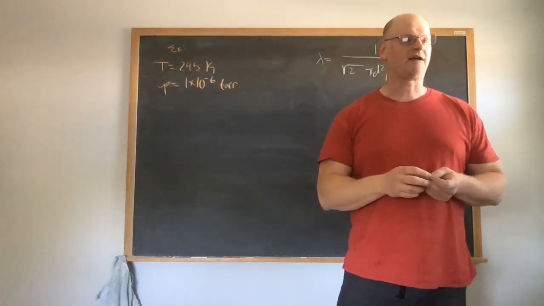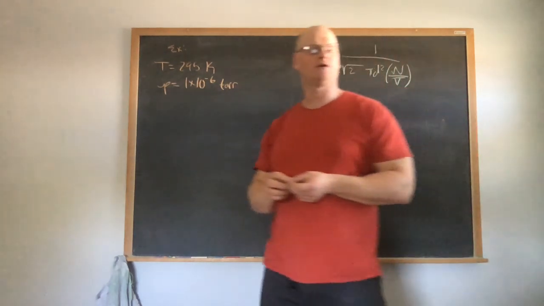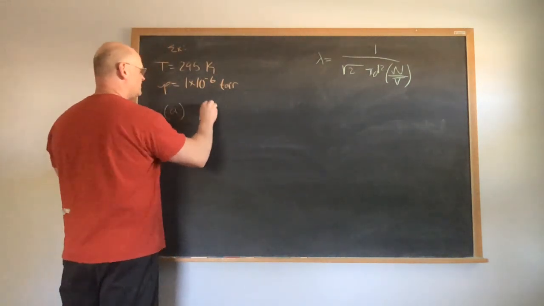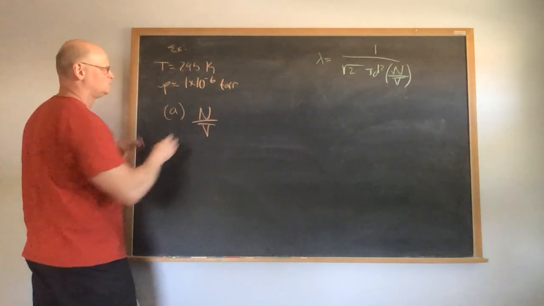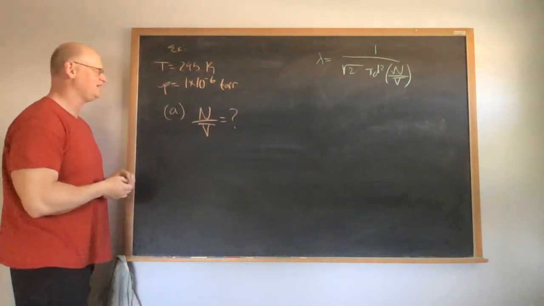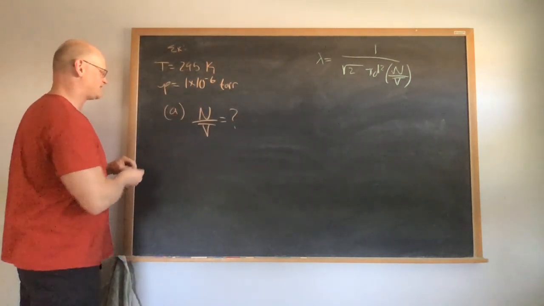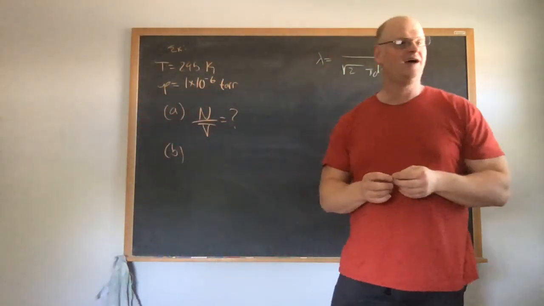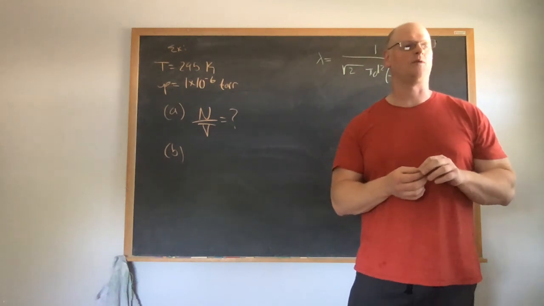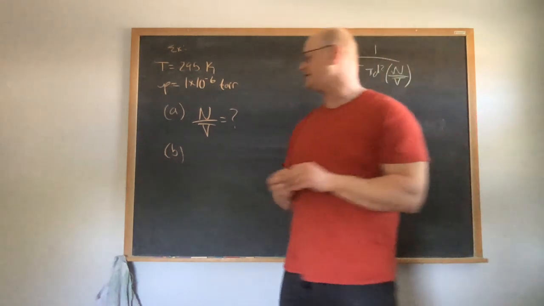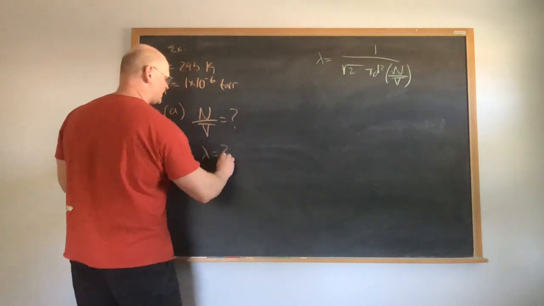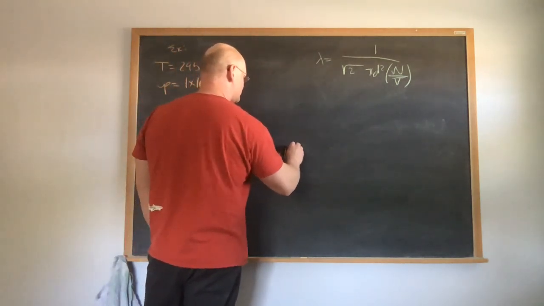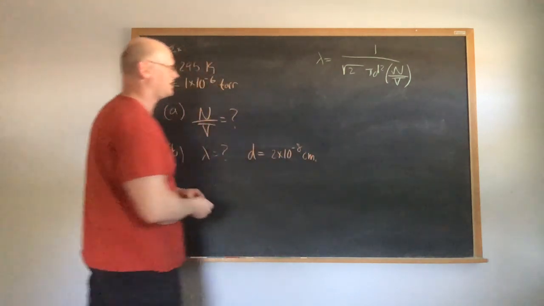So first, I want to calculate the number of gas molecules per cubic centimeter. For part A, the first thing I want to know is N over V. What is this equal to? What is the density, again per cubic centimeter? We'll do both meters and then centimeters. Finally, for part B, we want to know the mean free path: what is lambda if the diameter is equal to 2 times 10 to the minus 8 centimeters?